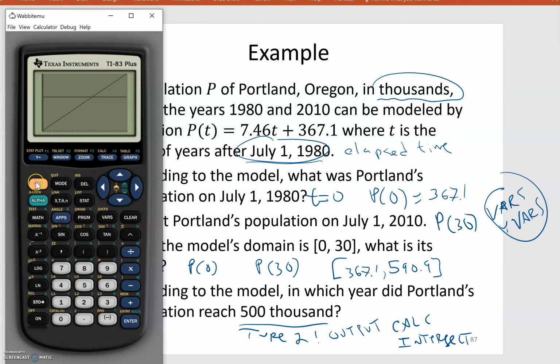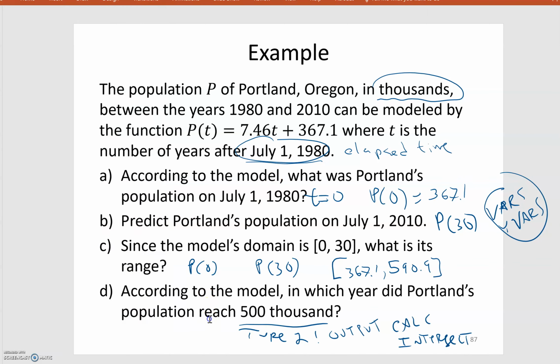All right, so now to find the intersection, we go to second trace, which is calc. Number 5 is intersect. First curve, second curve, and scroll over to your guess, which looks to be there. Hit enter one last time, and we have this as our value. 17.815, so 17.815 years after July 1st, 1980.